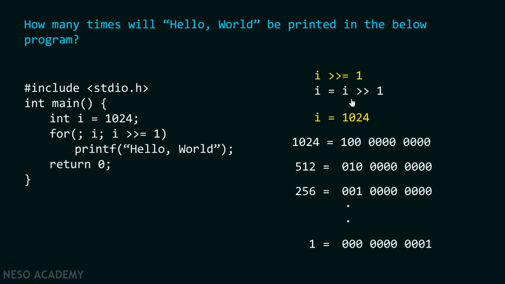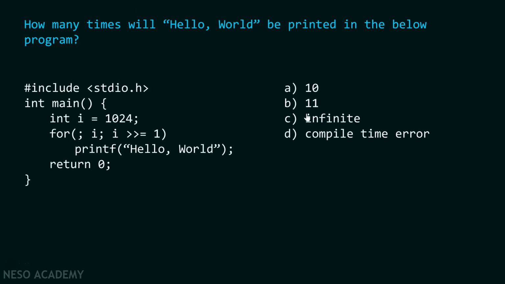When we again apply this step, that is I >>= 1, then 1 becomes 0 after that, right? When it is 0, then we check the condition. As 0 means false, therefore we come out of this loop. This means we had successfully printed hello world 11 times. Now we already know the answer. It is option B, 11.